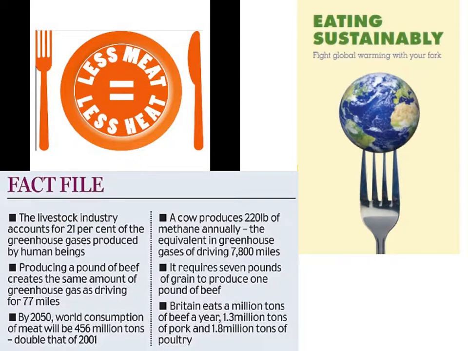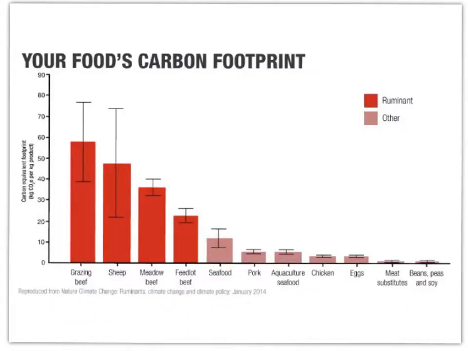Producing a half a kilogram of beef creates the same amount of greenhouse gases as driving 100 kilometers. A cow produces 100 kilograms of methane annually. Methane is a greenhouse gas. The amount of carbon dioxide per kilogram of product is far higher in meat production than in plant production. Spend some time studying this graph.